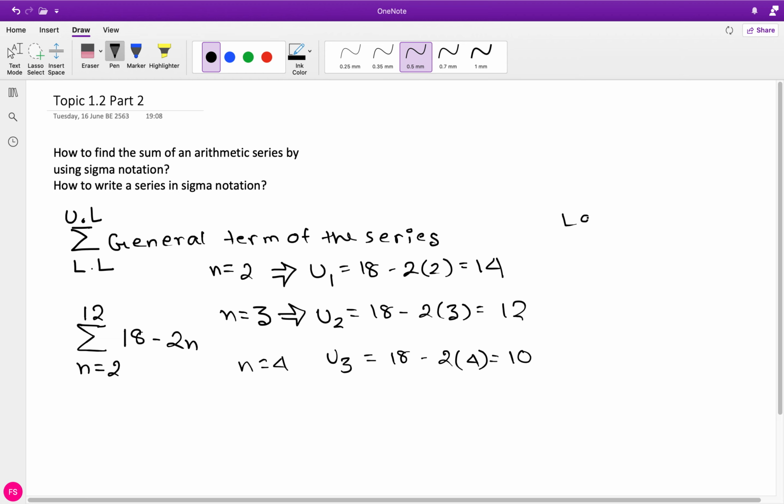Now, what if you want to find the last term of the series? To find the last term of the series written in sigma notation, you need to substitute the upper limit into the general form. I'm going to do that. 18 minus 2 times, I'm going to substitute n equals 12 to get the last term of the series. 18 minus 24 will give me negative 6.